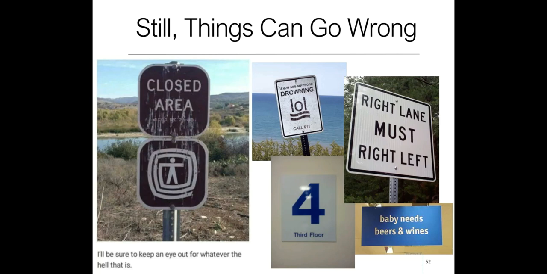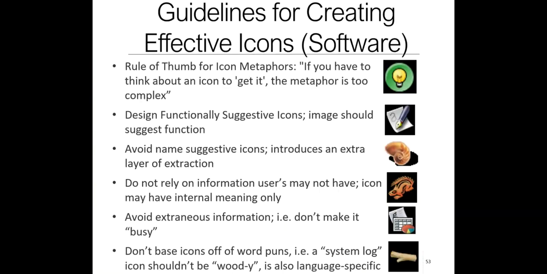Yeah. Some other guidelines for creating effective icons, such as software. Rule of thumb for icon metaphors is that if you have to think about an icon to get it, the metaphor is in fact too complex. Design functionality has suggestive icons. The image should in fact suggest the function. So for example, for some sort of writing program, having an icon that has a letter and a pen on it actually makes a lot of sense.